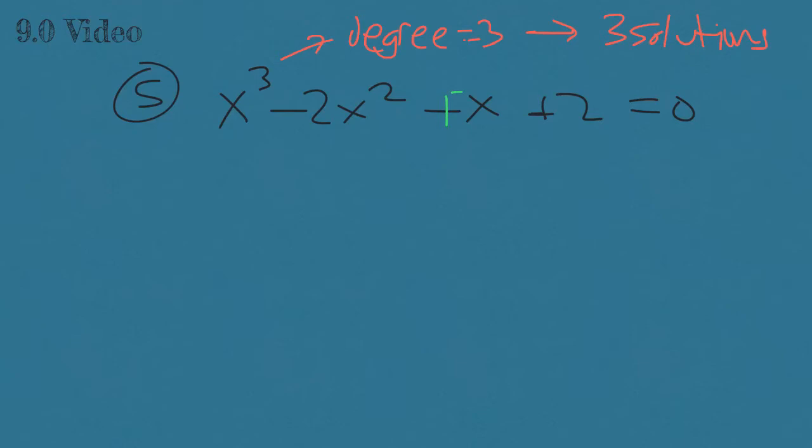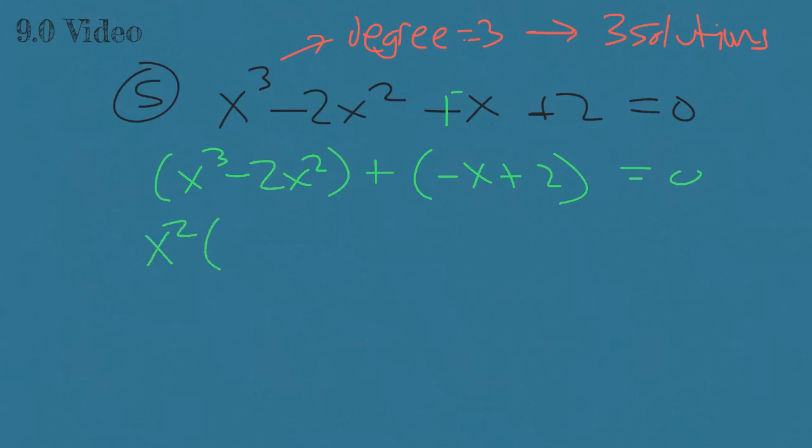We would make this a plus negative, and then we would group the x cubed minus 2x squared together, plus negative x plus 2 together equals 0. And we factor out the greatest common factor from each group. So I factor out x squared on the first group, and I'm left with x minus 2. And then I just factor out negative 1, and I'm left with x minus 2 equals 0. Because if I factor out negative 1, this becomes positive. 2 becomes negative.